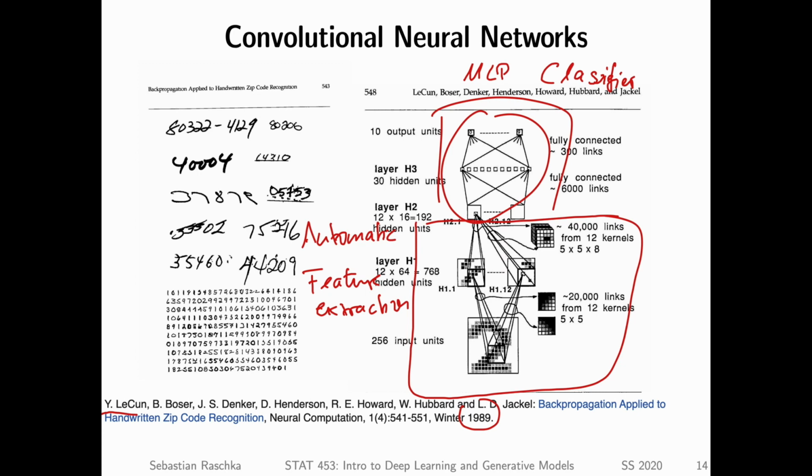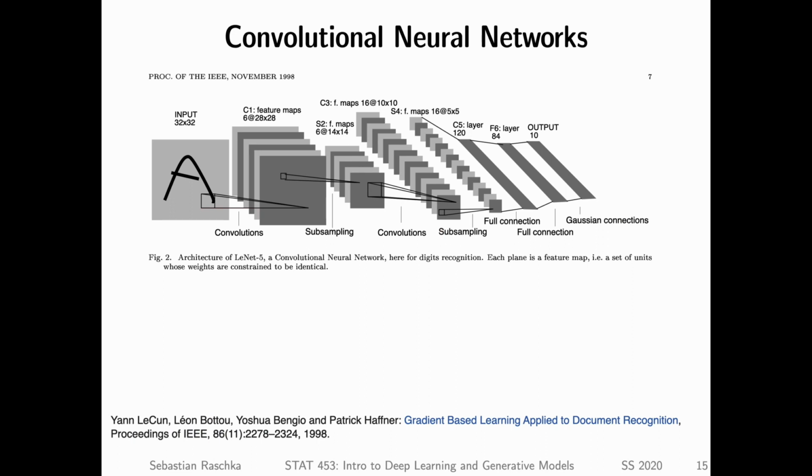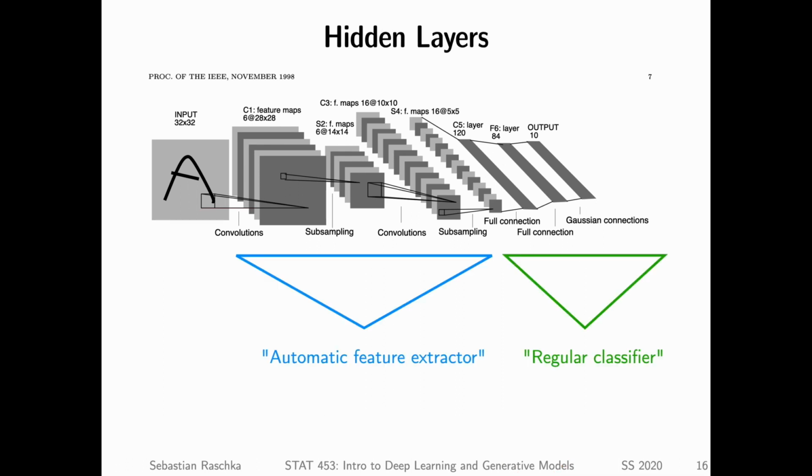Since this figure is not super nice to look at, here's one that is maybe easier to talk about. It's the same concept, just from a slightly newer paper. Again, we have an automatic feature extractor and a regular classifier, and in between we have these convolutional layers and subsampling layers, which I will cover in a second. And then here are the fully connected layers. I don't want to spend too much time on all the concepts in one figure. We'll go through them one at a time.